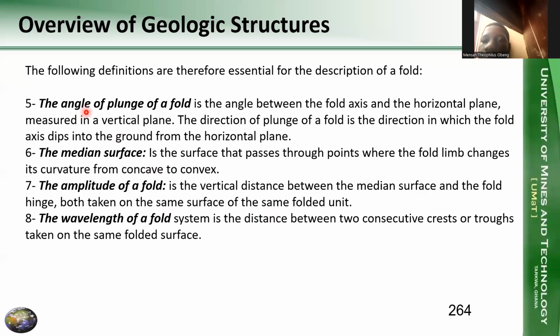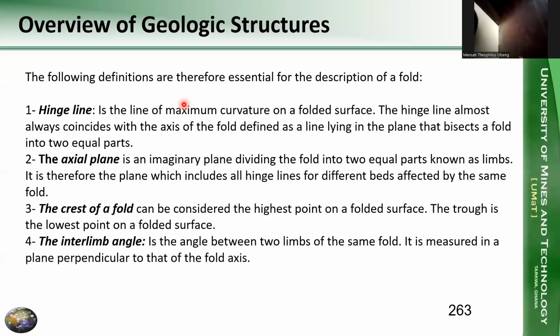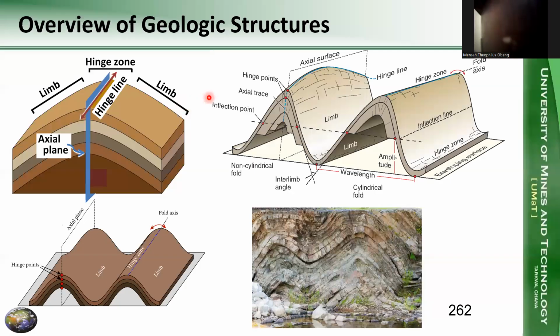We could also talk about the angle of plunge of a fold. It's the angle between the fold axis, the axis of the fold, and the horizontal plane. And that is what we are referring to. This is the fold axis. And then we could talk about the interlimb angle.